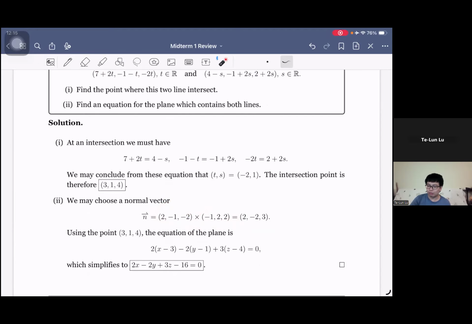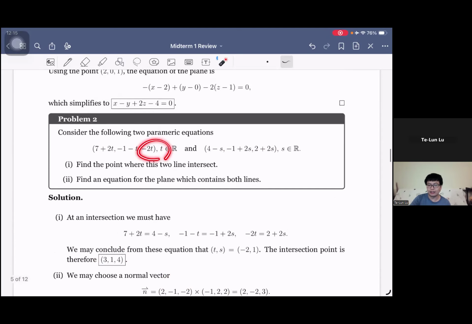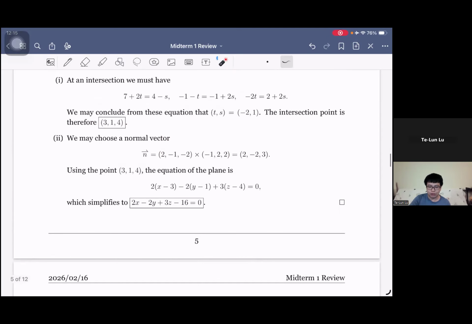And now you have a lot of points. In this case, I choose the point that we find here, 2 and 4. Actually, any point that lies on this line and this line will do. So now we have (3, 1, 4) and the corresponding normal vector (2, -2, 3). And you get your equation for the plane.